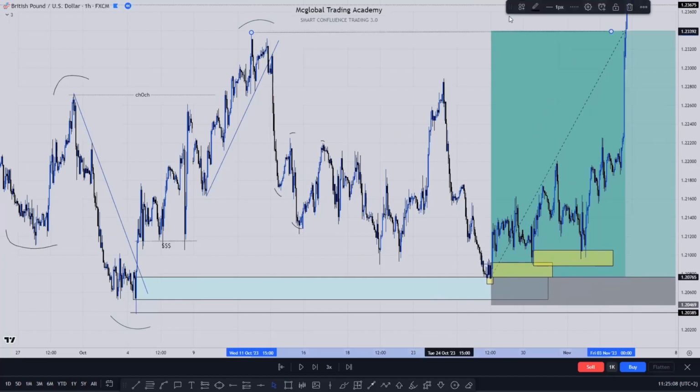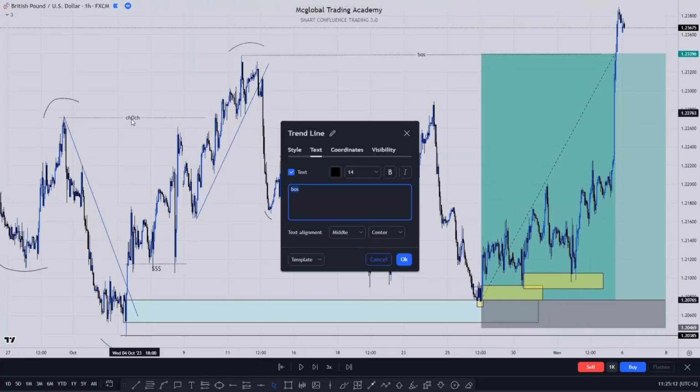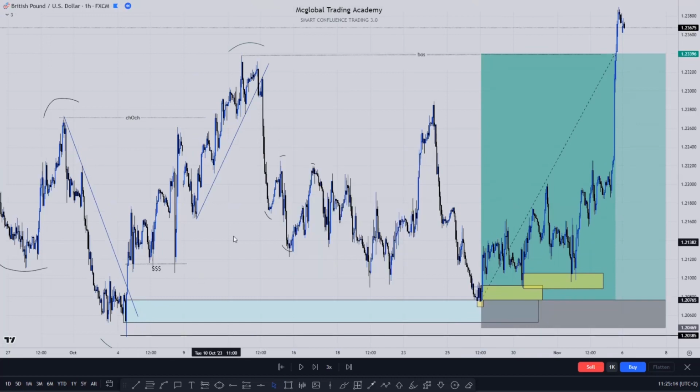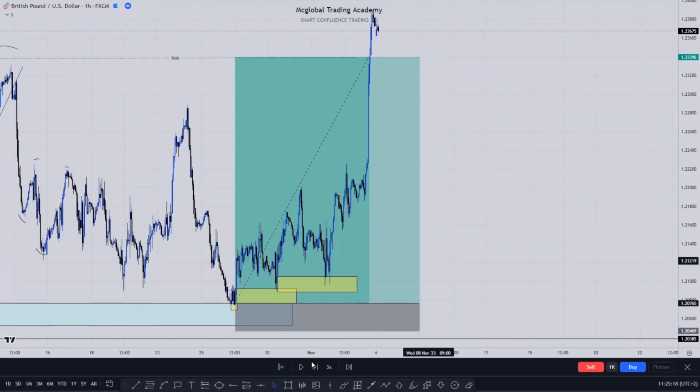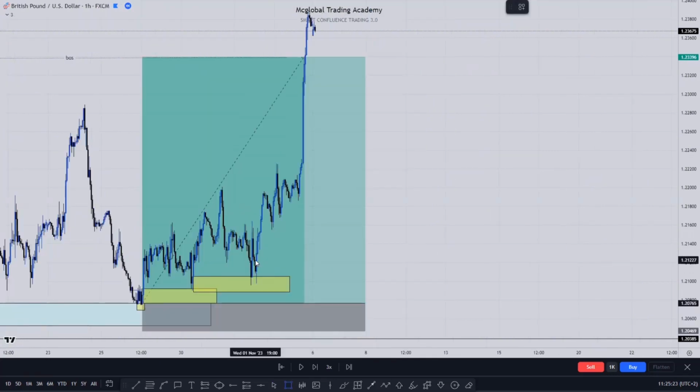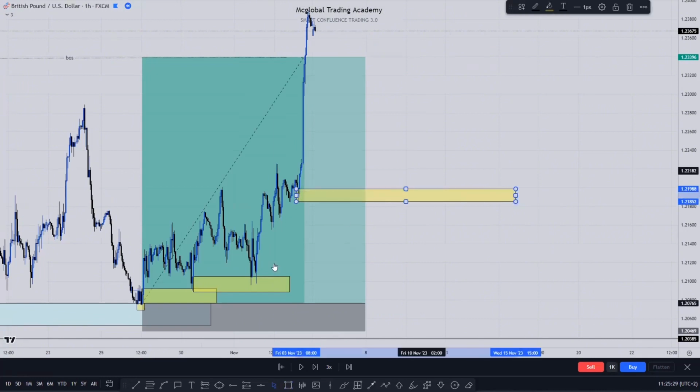That's a break of structure now. So after a break of structure, the same as after a change of character, you anticipate the pullback to collect liquidity before the continuation. What do we anticipate? We anticipate an untapped zone, any untapped zone like this.